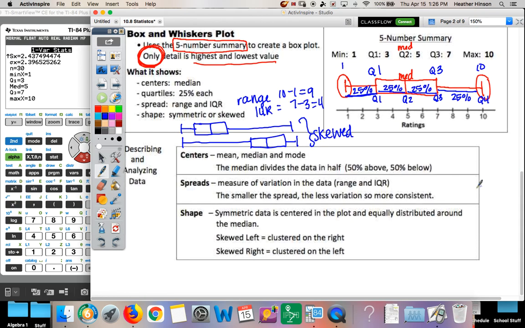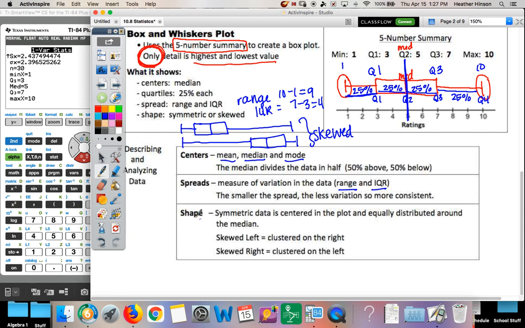Okay, a little bit more vocab. When we're looking at centers, they're talking about the mean, the median, and the mode. The median divides it in half. That's your halfway point of your data. So you have 50% above it and 50% below it. The spread is the measure of the variation of the data. You want to look at your range and your interquartile range for that. If the spread is smaller, you're going to have less variation, which means it's more consistent.